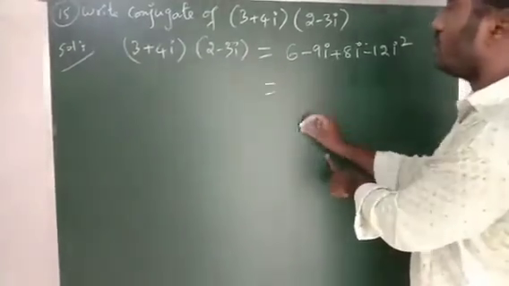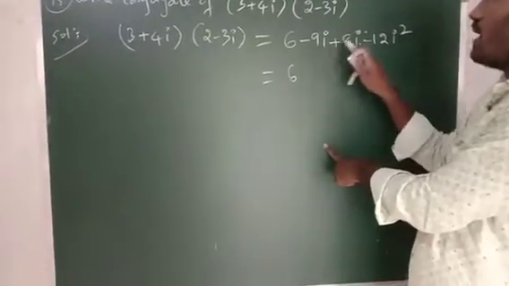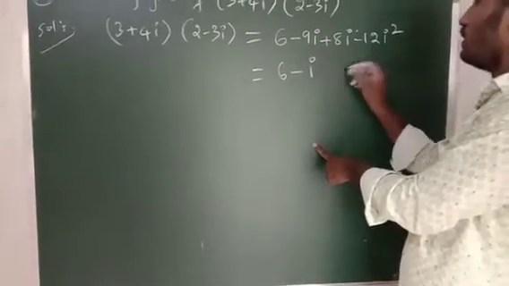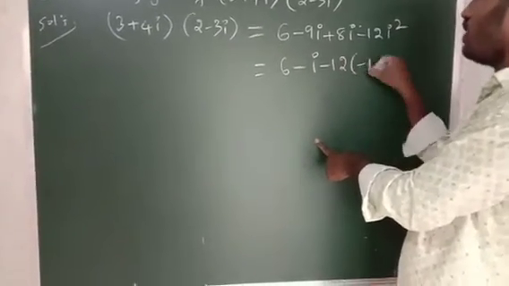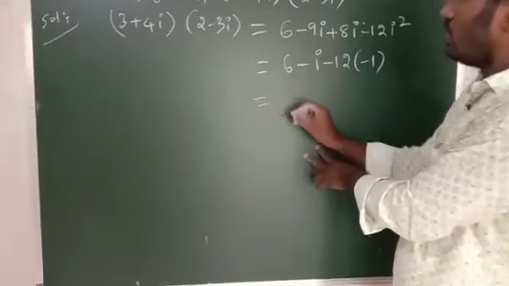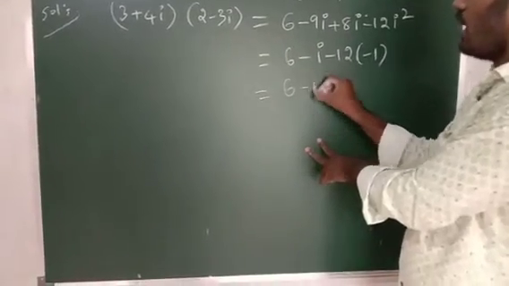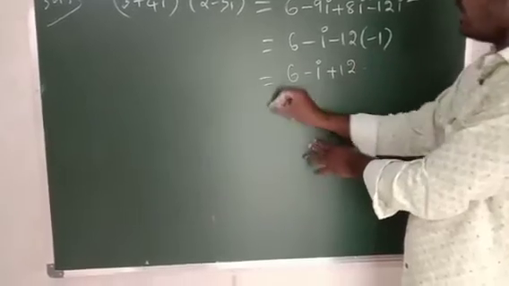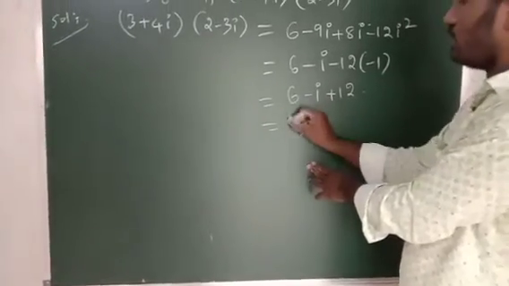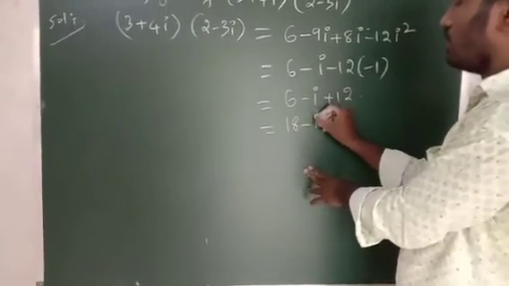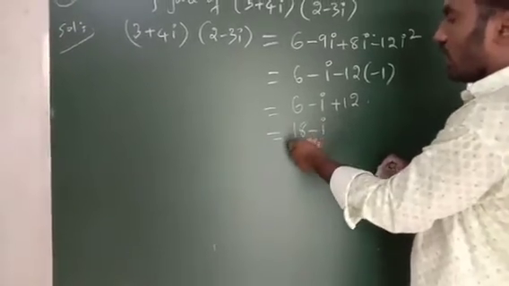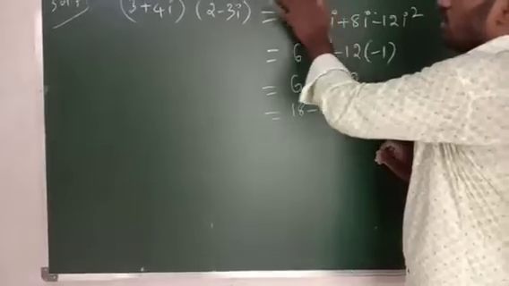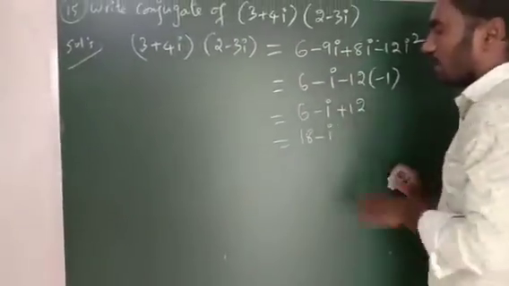So this is equal to 6, minus 9i plus 8i is minus i. Next minus 12 into i square, whose value is minus 1. So this is equal to 6 minus i, minus into minus is plus 12. So this is equal to 6 plus 12 is 18 minus i. Now here we have a single complex number. First we have converted the two complex numbers into a single complex number.